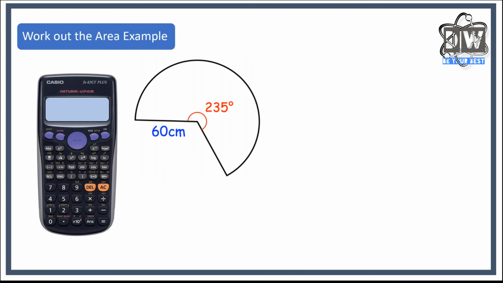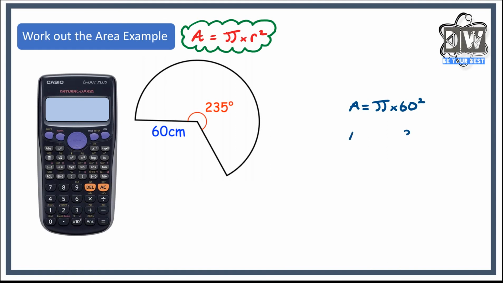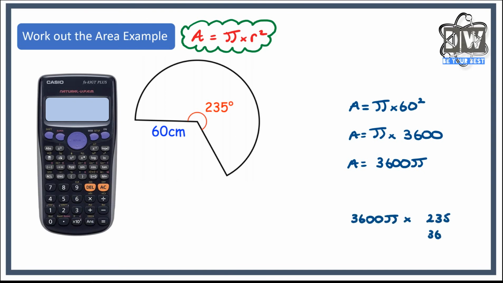Here we go, everyone. Let's replace some of the letters for the numbers. So we had 60 squared, big number. And that ends up being area equals pi times 3,600. So that gives us 3,600 pi. That's for the full circle. Remember, we do not have the full circle. We've only got 235 degrees out of 360. So we're going to times that by that, and that will give us an answer in pi.